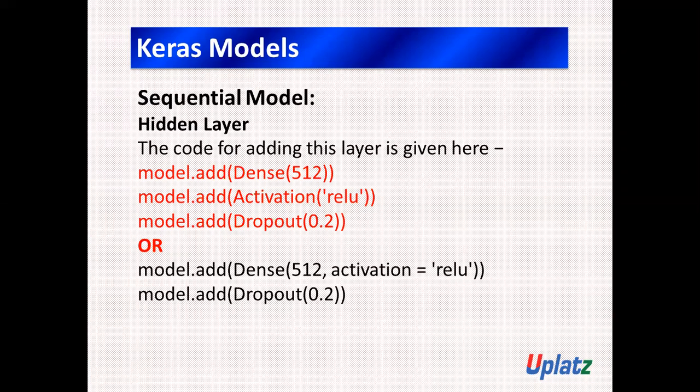Model.add Dense 512, that is our neurons or nodes. Once you have added that, you need to add the activation function to produce the output for this layer 2. So model.add activation ReLU, and then dropout. Model.add dropout 0.2. What is the purpose of dropout? To prevent the model from overfitting. Or else you can also write the same code like this: model.add Dense of 512, comma, activation equal to ReLU, and then model.add dropout 0.2.